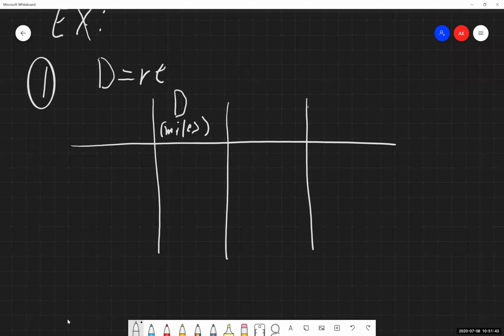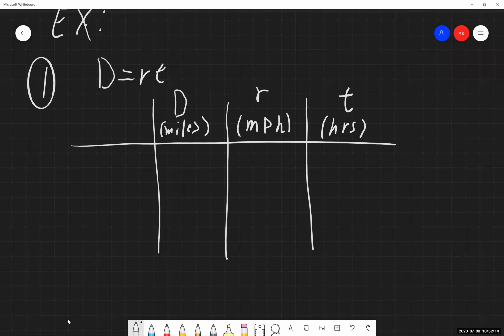Then we have our rate, shown up here. And last but not least, we have our time, which I believe is in hours. For our rate, we can assume it's going to be miles per hour. So this is our initial part that we're setting up with our columns, at least. One column is going to represent distance, one's going to represent the rate, one's going to represent the time.